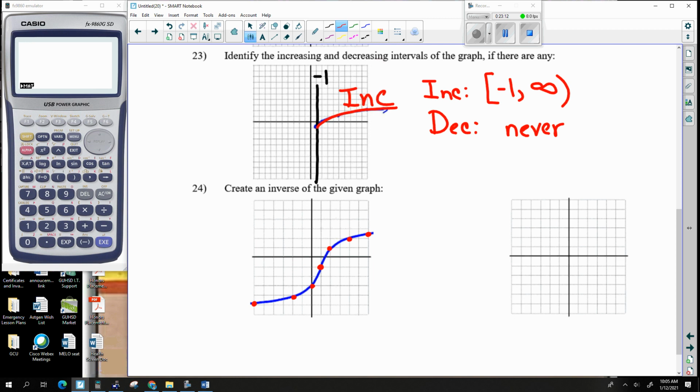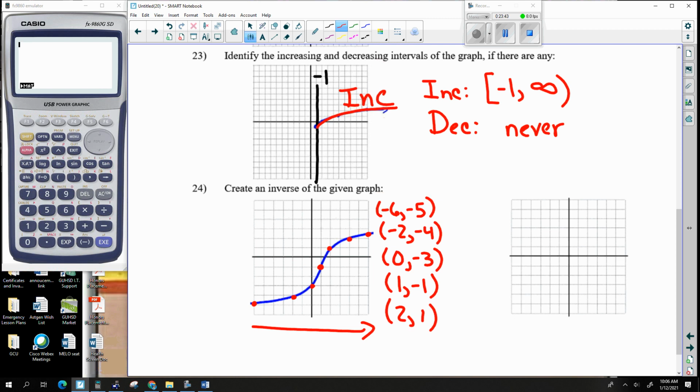Okay, I'll identify these points going from left to right. So I see that I have -6, -5-ish. I have -2, -4. I have 0, -3. I have 1, -1. I have 2, 1. I have 4, 2. And I have 6, 2.5.